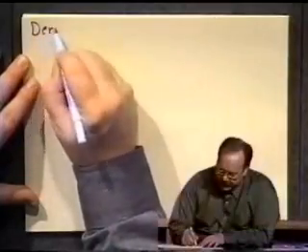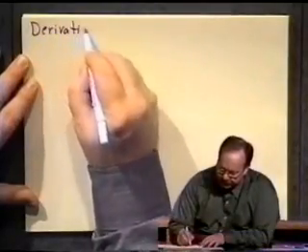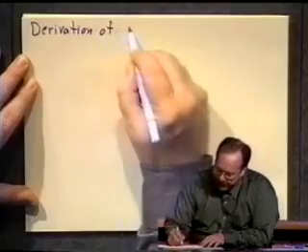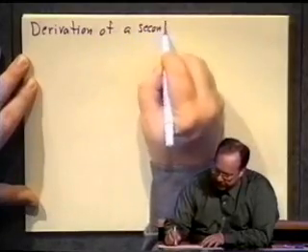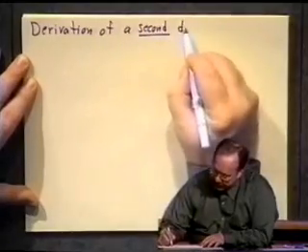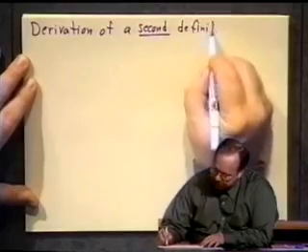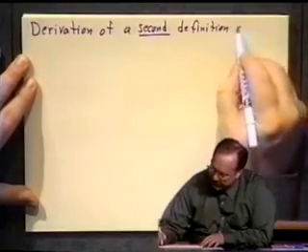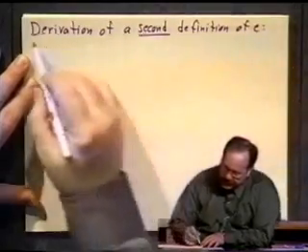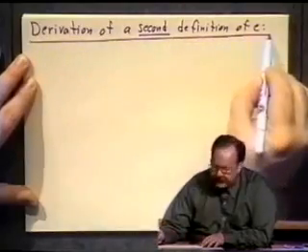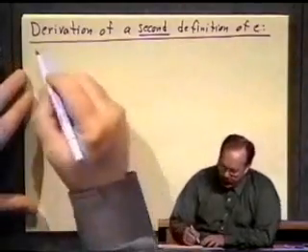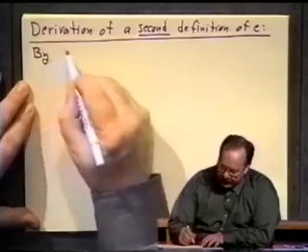And I will derive it based on what you know. So this will be a derivation of a second definition of e. The number e is so important, it can be defined in several different ways, and you're going to see a second one now. A second definition of e. All right, let's use what we know now.